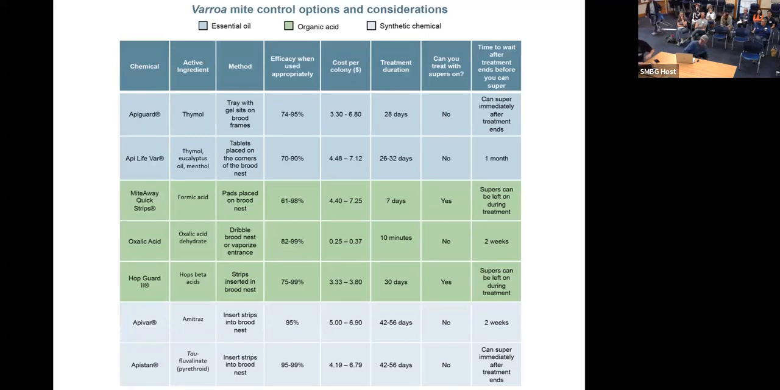Okay, at this point, we're going to segue to our panelists, each giving a quick description of how they monitor and test for mites, and then we're going to open it up to questions from all of you.